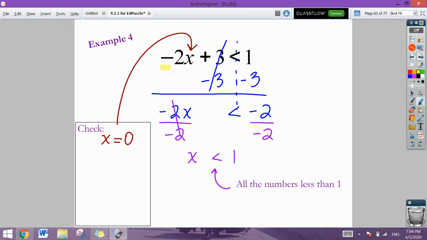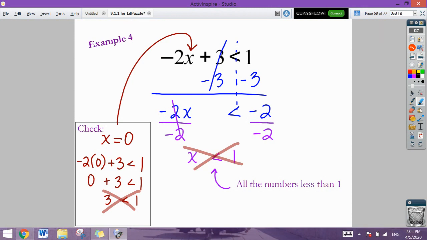So instead of it being negative 2 times x, it's going to be negative 2 times 0. You see that down there? Negative 2 times 0. And then I copied the rest. Plus 3 is less than 1. Okay? Now that negative 2 times 0 is 0. So 0 plus 3 is 3. And is 3 less than 1? The last time I checked, it wasn't. That is not true. So that means our original solution, right? Our original solution right here, all numbers less than 1, that is also wrong.